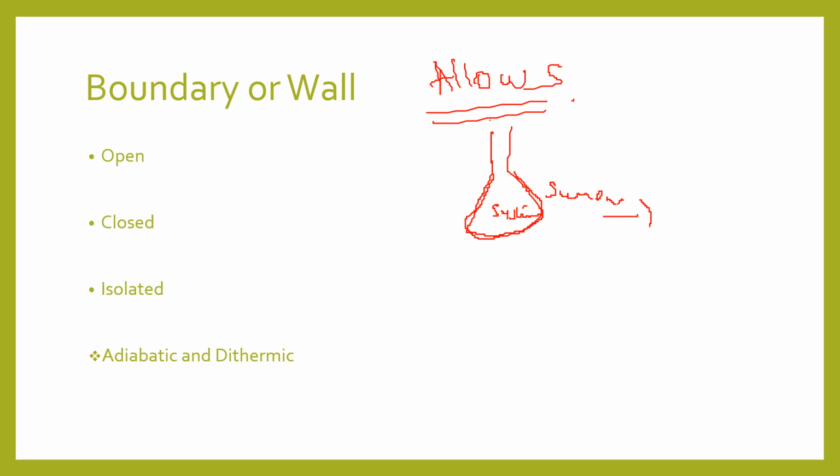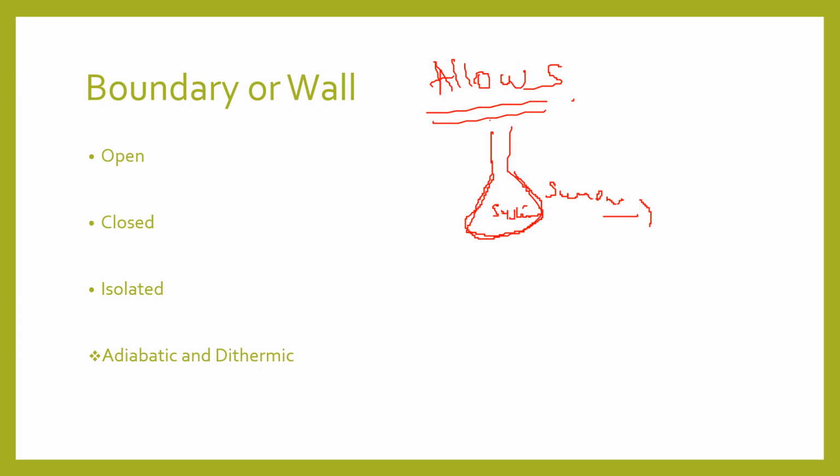So I hope you have understood. It is the same as the type of systems. Here you just have to remember the word allows. So the boundary will allow, the boundary will not allow. Whatever the boundary allows, that exchange will take place. Whatever the boundary doesn't allow, that exchange will not take place.